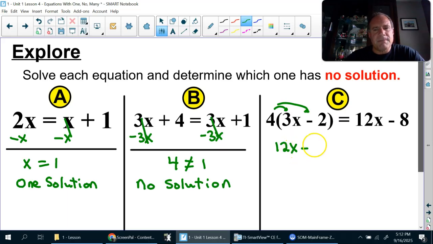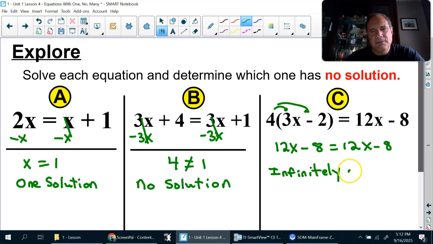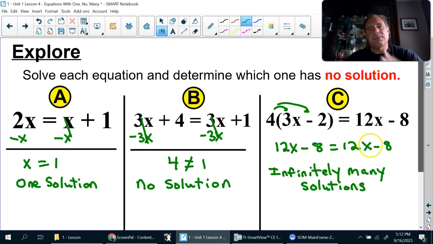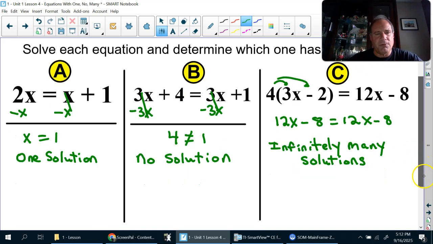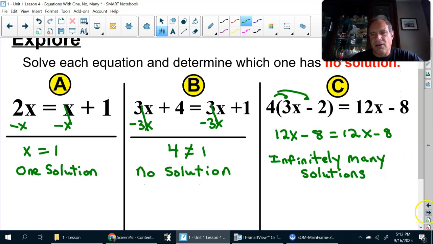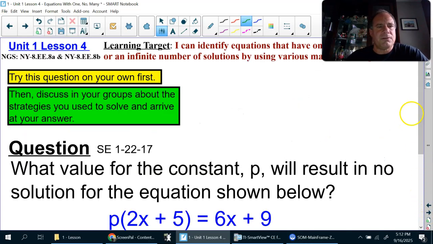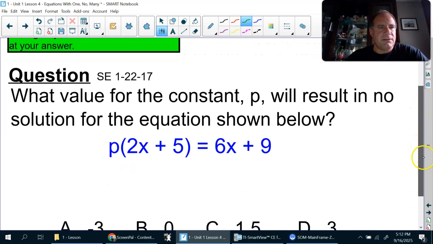So we have 12x minus 8 equals 12x minus 8. That is the same expression on both sides. And we are talking about infinitely many solutions. And that is because, and you recognize it because you have the same expression on both sides. And those are the three types of equations that we're going to be dealing with here.